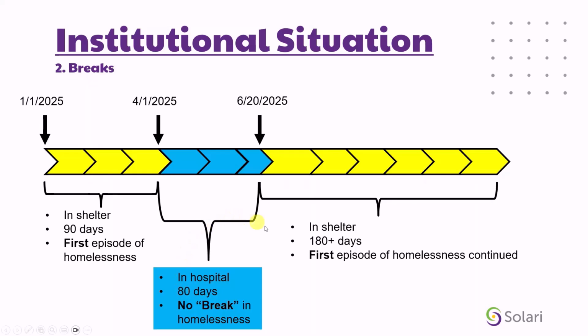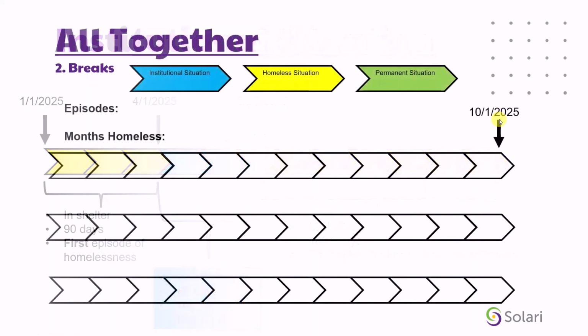As a result, when we go to the second section of yellow after the 20th of June in this scenario, this is still the first episode of homelessness continued, because this hospital stay did not meet that 90-day threshold and is not considered a break in homelessness. Now that's a lot of information, so we're going to bring it all together.